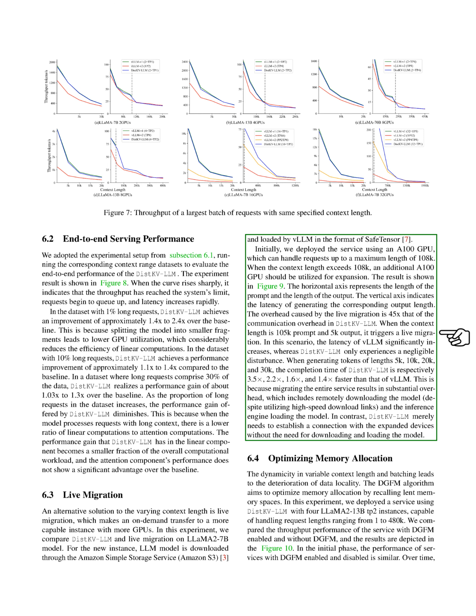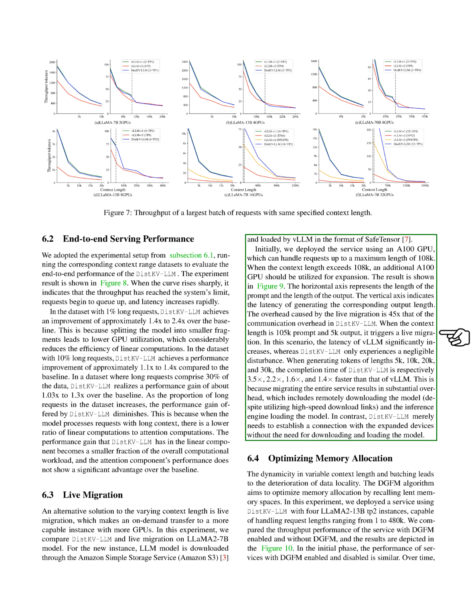The results showed that the time taken due to live migration was 45 times more than the communication time in DistKV-LLM. When the context length was 105,000 prompt and 5,000 output, it triggered a live migration. This significantly increased the latency of vLLM, while DistKV-LLM only experienced a minor disturbance. When generating tokens of lengths 5,000, 10,000, 20,000, and 30,000, DistKV-LLM was 3.5, 2.2, 1.6, and 1.4 times faster than vLLM, respectively. This is because migrating the entire service results in a lot of overhead, which includes downloading the model remotely and loading the model into the inference engine.